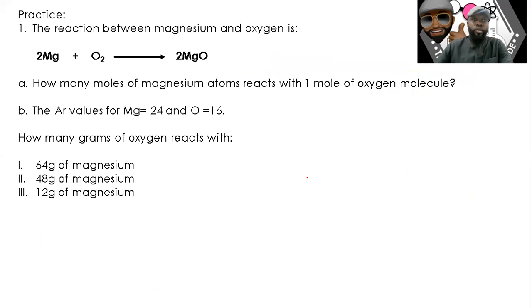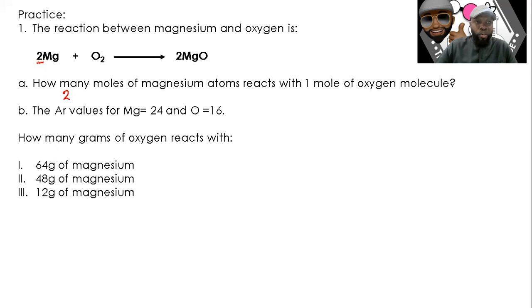Okay, now let's look at a practice problem here. The reaction between magnesium and oxygen is as follows. 2 moles of magnesium react with 1 mole of oxygen molecule to produce 2 moles of magnesium oxide. Now, how many moles of magnesium atoms react with 1 mole of oxygen molecule? You can look at your equation and figure that out. I've got 2 moles of magnesium atom there. So the answer for A is 2.